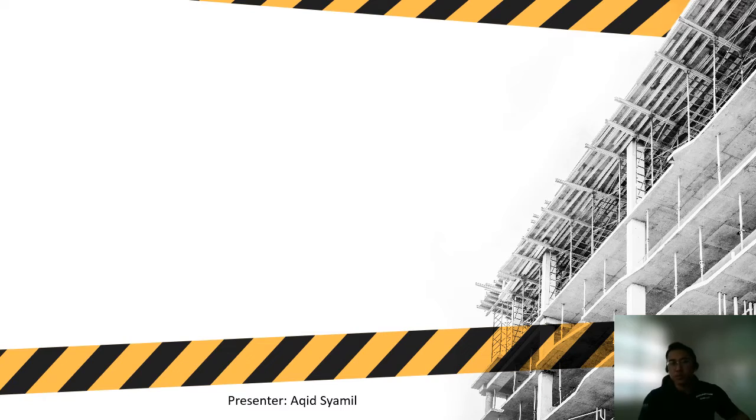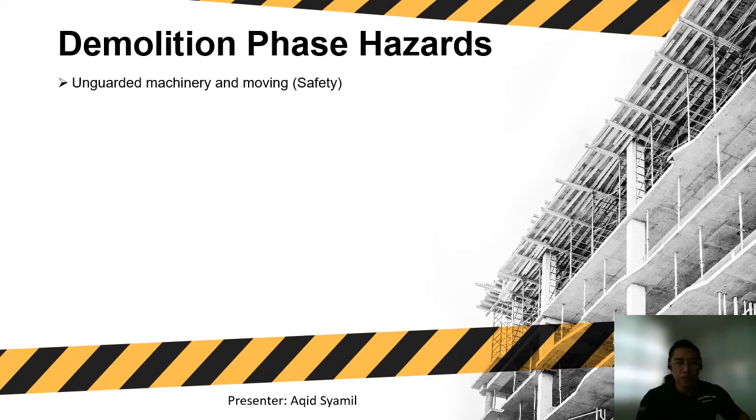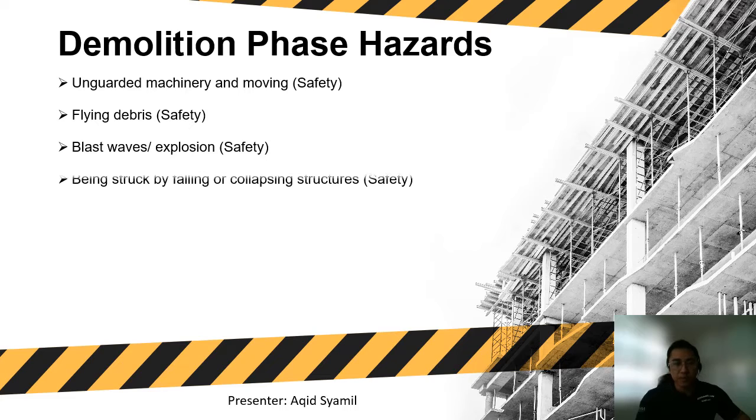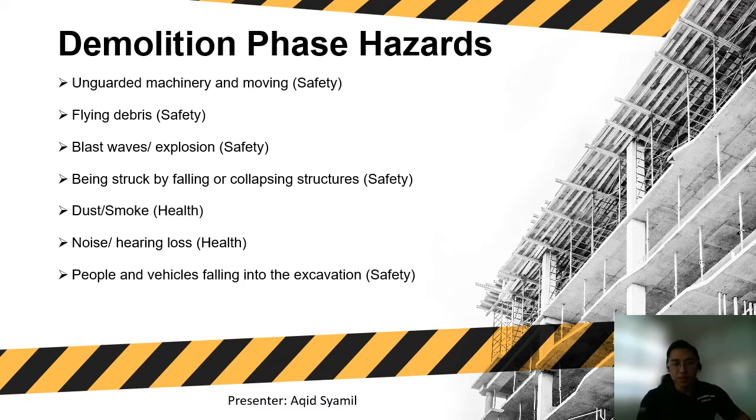For the hazards during the demolition phase, we have unguarded machinery and moving parts, which are safety hazards, and flying debris, which means when the explosion happens, there will be some little debris from the demolition activity. Then blast wave and explosion, being struck by falling or collapsing structures, dust, smoke, noise, hearing loss, people and vehicles falling into excavation, and lastly falls from elevated surfaces.